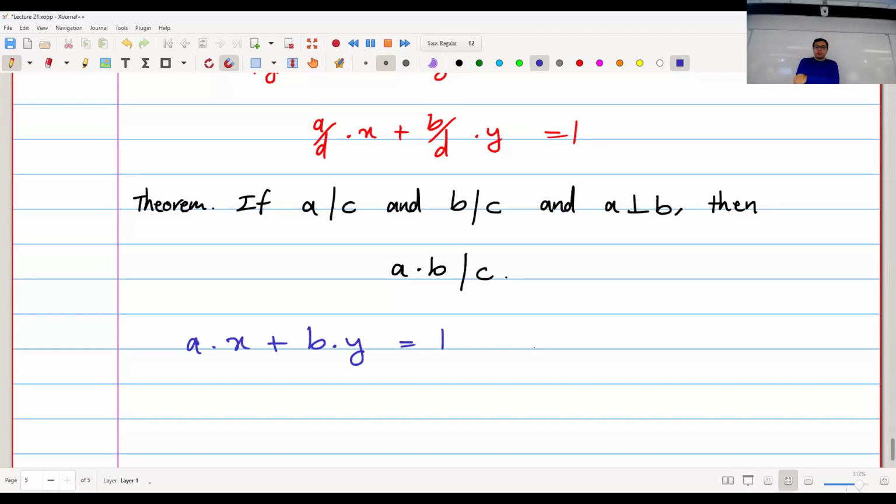But now I want to somehow get that C is equal to something. How can I introduce C here? Let's just try multiplying both sides by C. Okay. So what will I get? I will get that C is A times X times C plus B times Y times C.